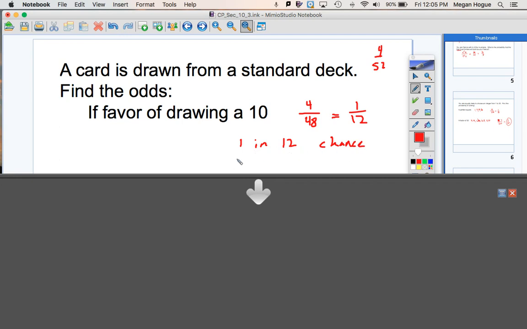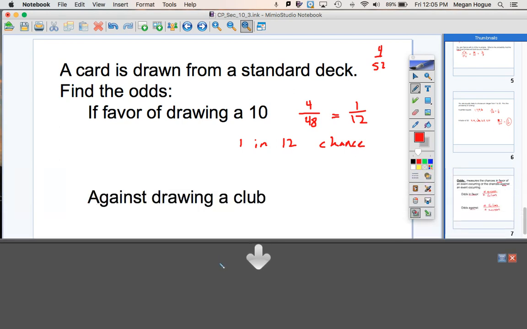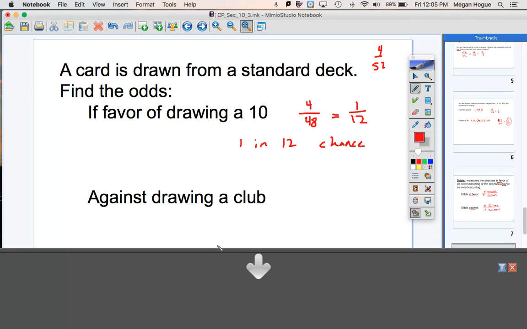And that's why we often see odds a lot more. Think about lottery and things like that. That's what you're seeing a lot more than probability. Now, odds against drawing a club. So against drawing a club, we have to think how many are not clubs. So we have more likely of drawing not a club, 39. And clubs are 13. So we have a 3 in 1 chance of not drawing a club.